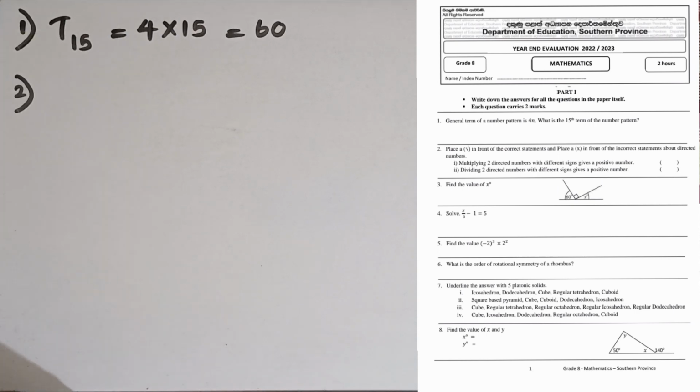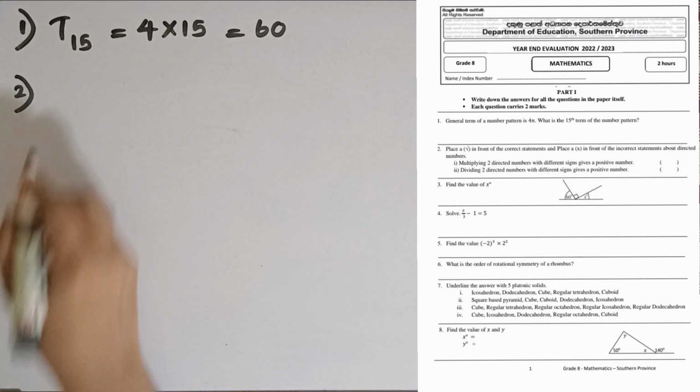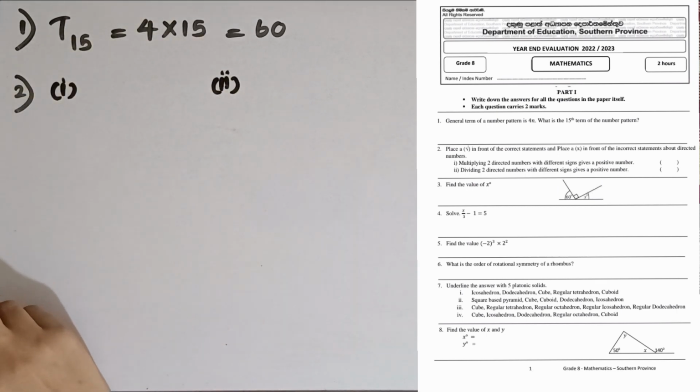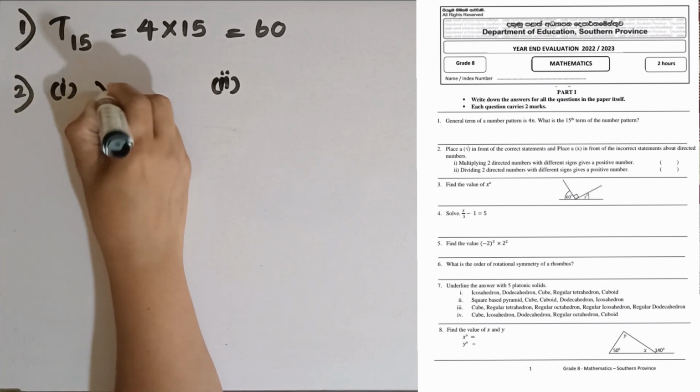Second question. Place a tick in front of the correct statements and place a cross in front of the incorrect statements about the directed numbers. We are given two statements. First one, multiplying two directed numbers with different signs gives a positive number. Two directed numbers with different signs. So, if you multiply a positive directed number with a negative one, you get a negative number as the answer. So this is incorrect. First one incorrect.